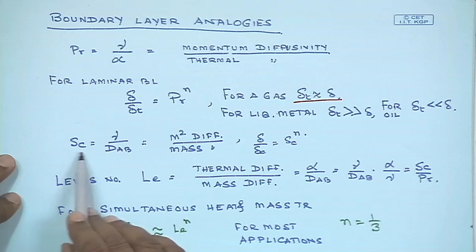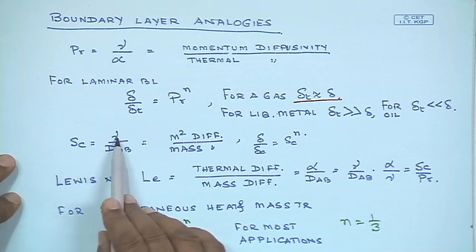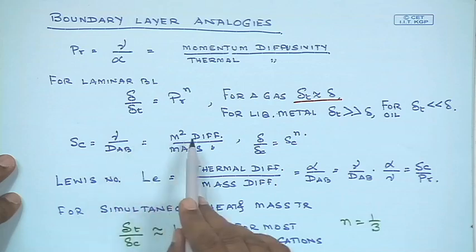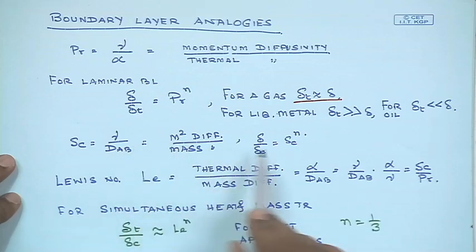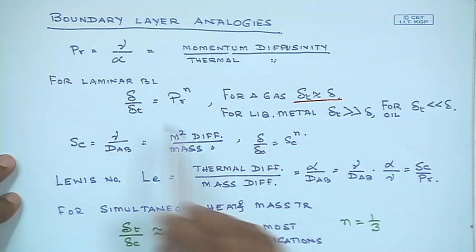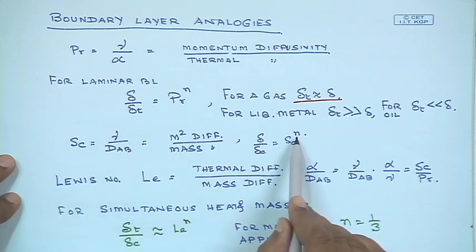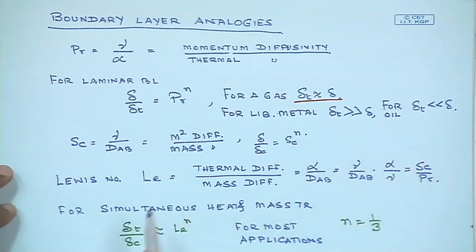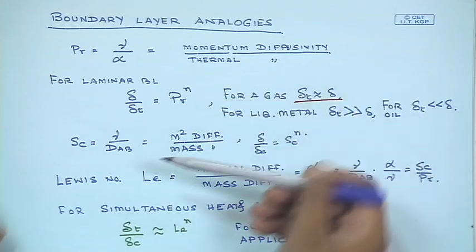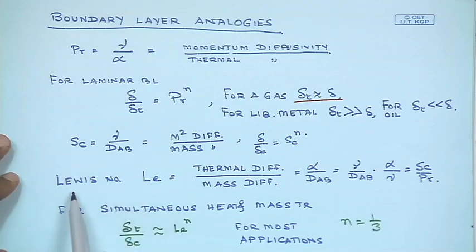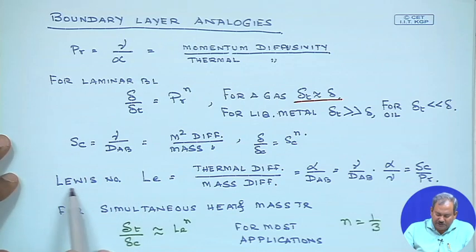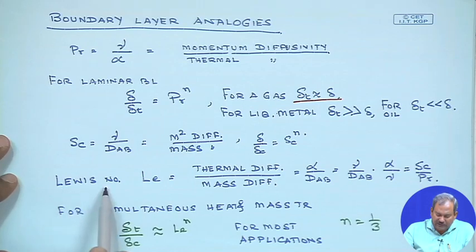Similarly, we can get Schmidt number, which is nothing but the momentum diffusivity by mass diffusivity, and delta by delta C, similar to delta by delta T. You can easily see that delta by delta C is going to be Schmidt number to the power n, and by combining the Prandtl number and Schmidt number, a new number has also been proposed, which is specially used for the case of simultaneous heat and mass transfer, which is called the Lewis number.